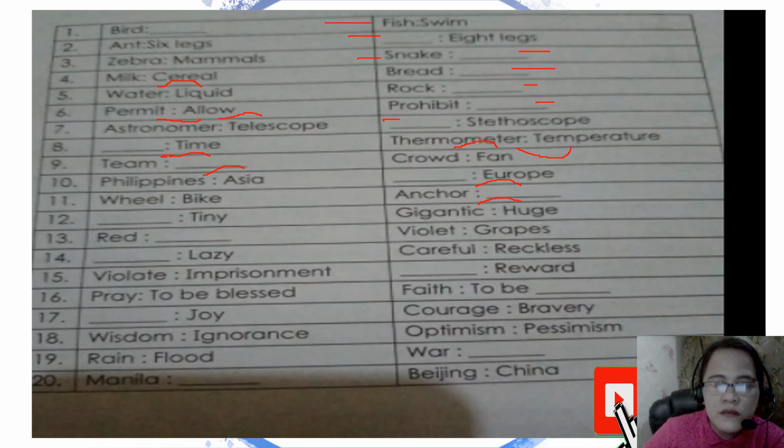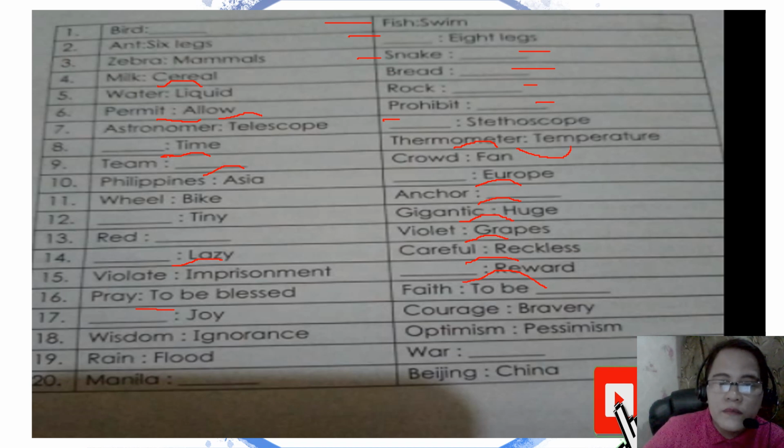Red is to blank. Violet is to grapes. So, alam niyo naman that the grapes has violet color. And blank is to lazy. Careful is to reckless. So, alamin nyo, isipin kung anong klaseng word analogy ang ginamit dito. Sa careful is to reckless. As well as for number 15, violate is to imprisonment. Blank is to reward. Pray is to be blessed. Faith is to be, ano kaya yun?